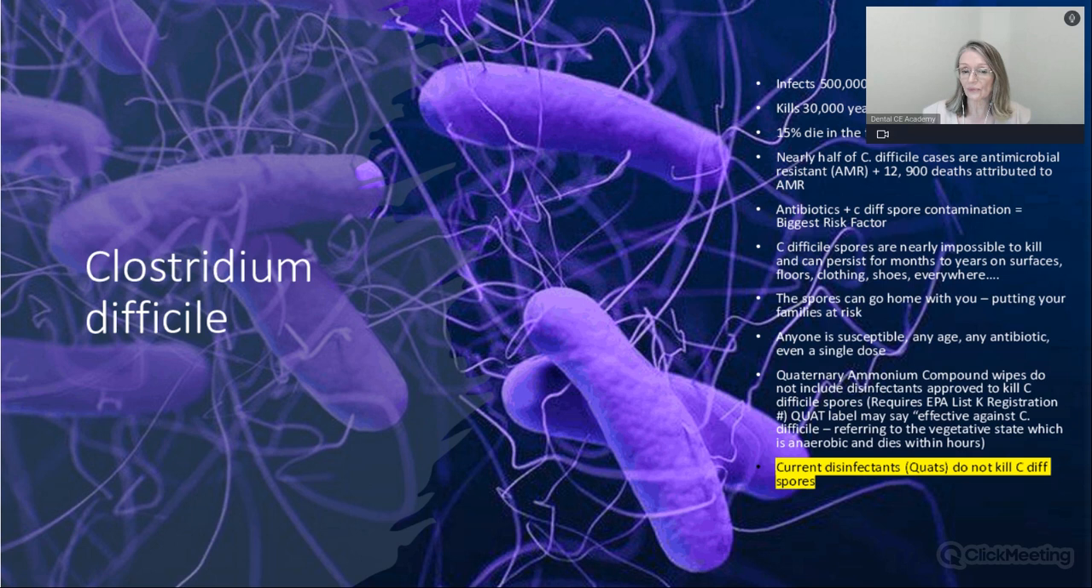Okay, and Clostridium difficile here very quickly kills 30,000 a year. It infects 500,000 each year. Nearly half of these cases are antibiotic resistant. So metronidazole doesn't touch this anymore. We have better antibiotics, but it's used in some areas where cost is a concern. These spores, as you heard, can go home with you, so I don't advise you wearing your shoes home. Anyone is susceptible, any age, any antibiotic, even a single dose.